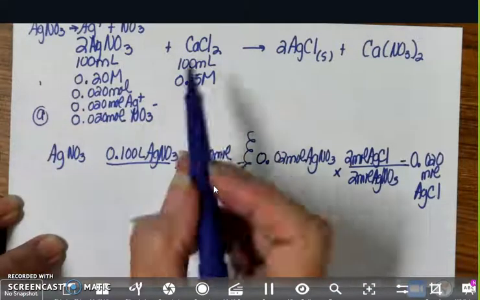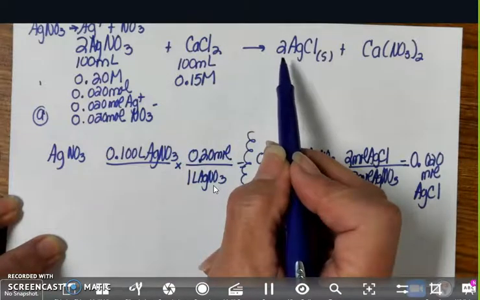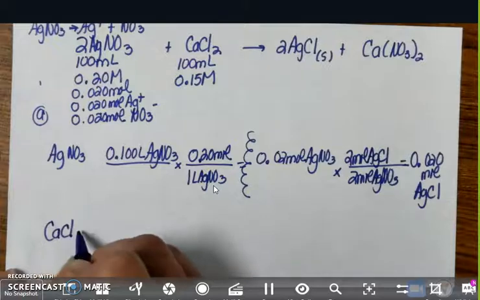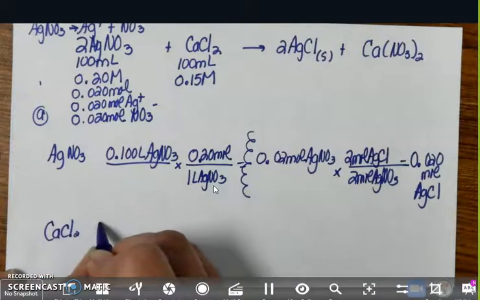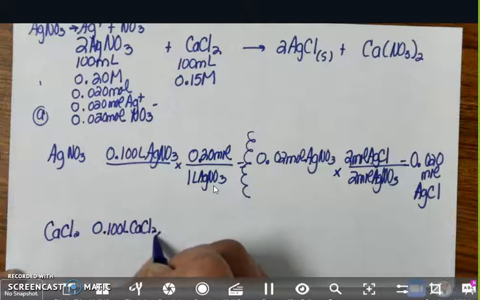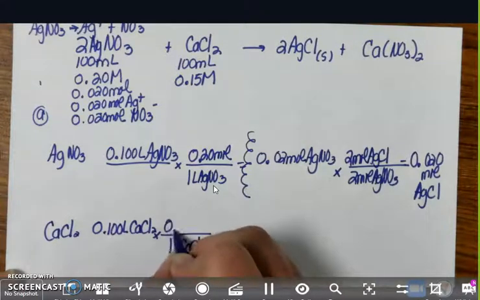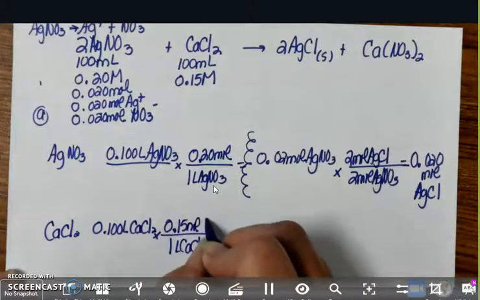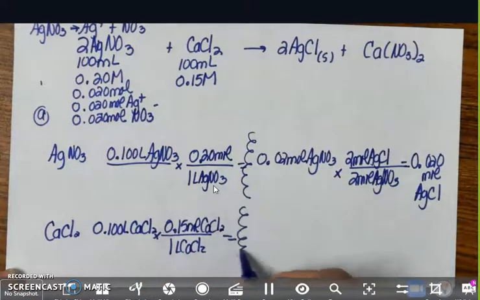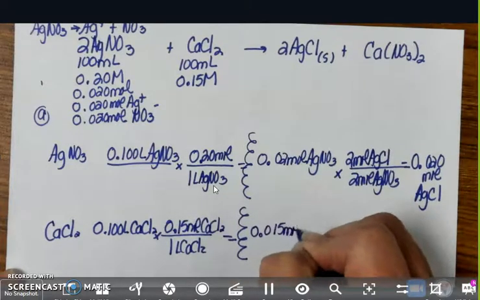All right. Now we're going to find the limiting. We're going to go from here to here. Same thing. Okay. So I'm going to take calcium chloride. And I've got 0.100 liters of calcium chloride. 1 liter of calcium chloride is 0.15 mole. Calcium chloride equals, I'm putting this squiggle here because I want you to stop and do some work.